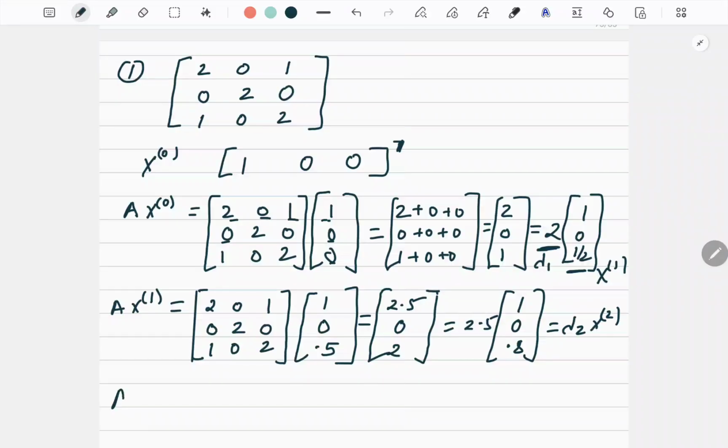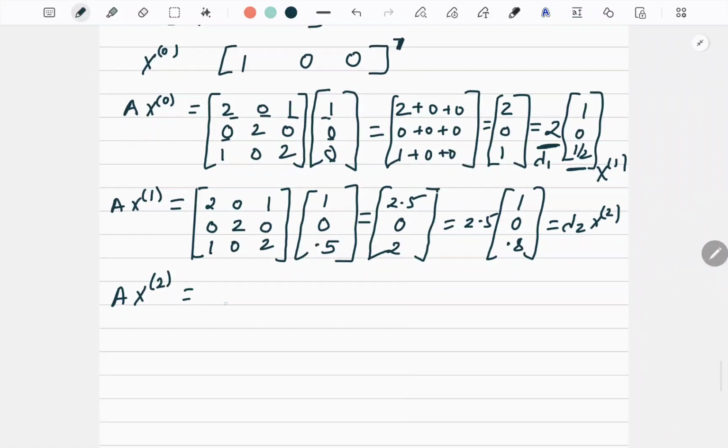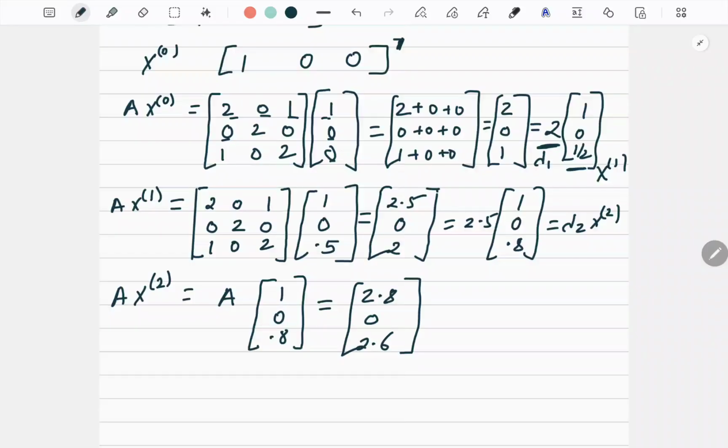Right? Now I will do A x2. So again I will substitute the value of A. I am writing A, you should write the whole matrix. I will multiply it by 1, 0.8. Now when I multiply it by 1, 0.8, I will get 2.8, 0 and 2.6. In your calculator, if A is already there, just keep on changing B.